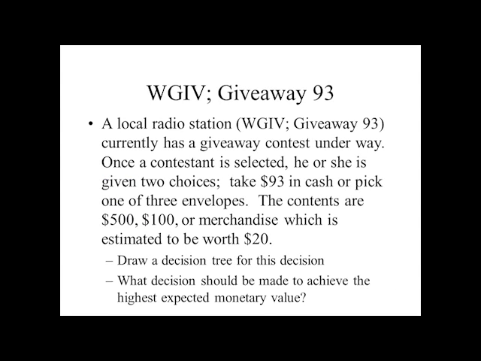we're looking at the problem. WGIV giveaway 93. This is a local radio station, currently has a giveaway contest underway. Once a contestant is selected, he or she is given two choices: take $93 in cash or pick one of three envelopes. The contents of those envelopes are $500, $100, or merchandise which is estimated to be about $20, which I believe is probably crap. You want to draw a decision tree for this decision and then decide what decision should be made to achieve the highest expected monetary value.